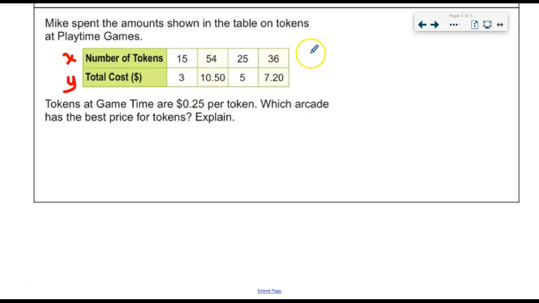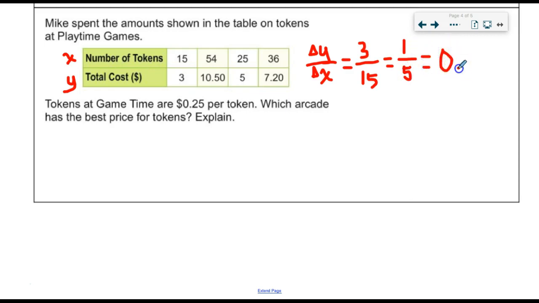That being said, I could certainly calculate the change in Y over the change in X, and I can take any of these. So this is going to be the Y. We're going to do 3 over 15. And 3 over 15 reduces to the fraction 1 over 5, which would be the decimal equivalent of 0.2. Why is that significant? Well, I'm talking dollars and cents, and by the way, 5 over 25 would give you the same thing, right?